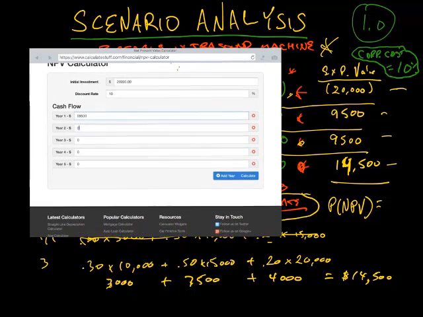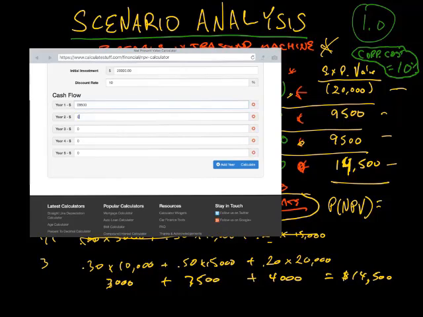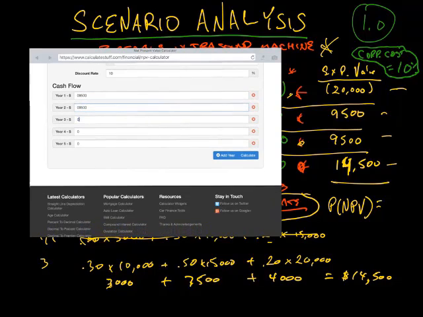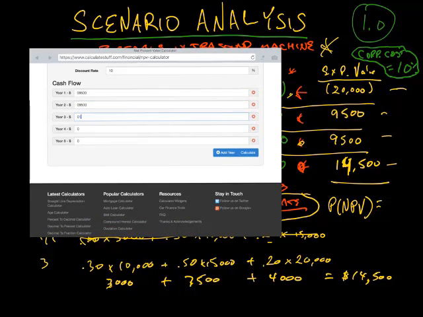Remember, using that expected cash flow, because it's the expected net present value for the project, and that was 9,500. Hopefully you see where I'm getting that from. Year 2, that was the same, 9,500. Year 3, that was the 14,500. And we're not using years 3 and 4, so I'll delete those.